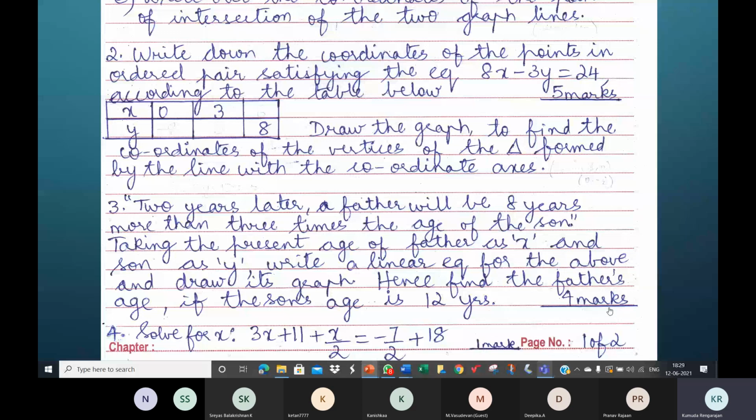Yes, what's the question? Do we have to do it right now, ma'am? Yeah, right now, correct. I think in less than 10 minutes you can finish this. Try both 2 and 3. For 3, just construct the equation alone.